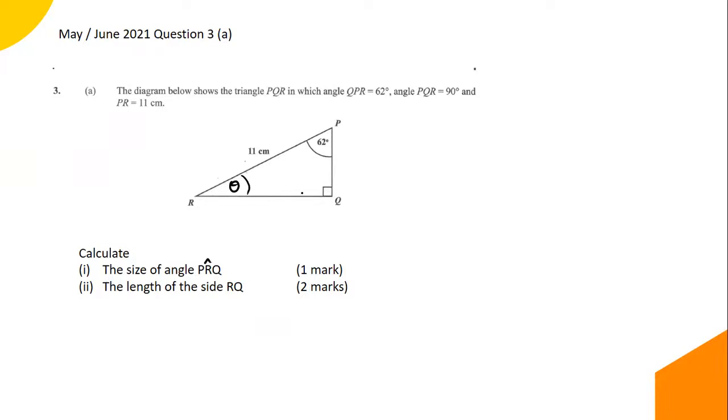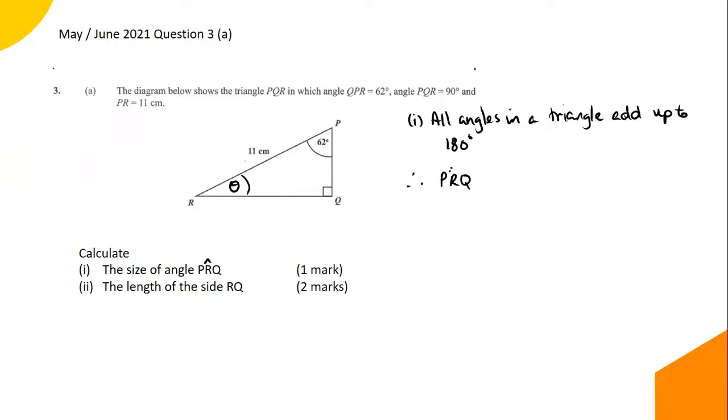Now, actually, we can just use that all the angles in a triangle add up to 180 degrees because we have 62, we have 90, and we're just missing theta. All right, so we don't have to do all that SOHCAHTOA thing. So all angles in a triangle add up to 180 degrees.